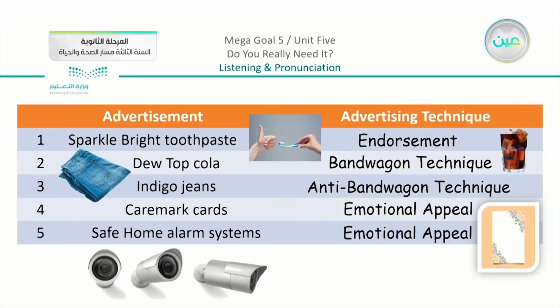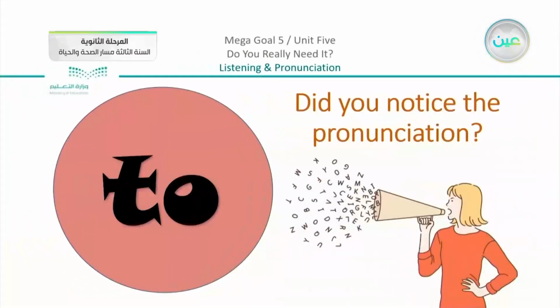You can see that we have here the different products. We have the Sparkle Bright toothpaste, which uses the endorsement technique. We have here the Dew Top Cola using the bandwagon technique. The Indigo Jeans, which uses the anti-bandwagon technique, and both the Caremark cards and Safe Home alarm systems use the emotional appeal. Now, after the listening part, we had something dealing with pronunciation.